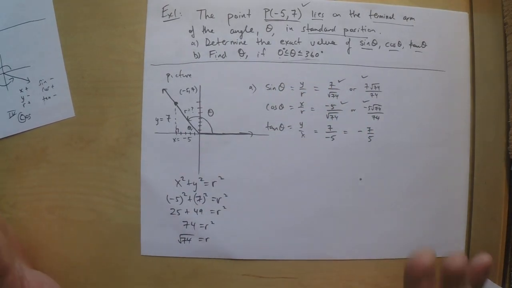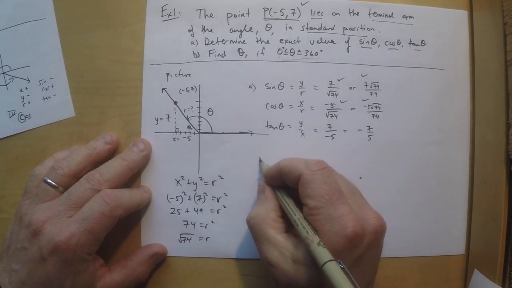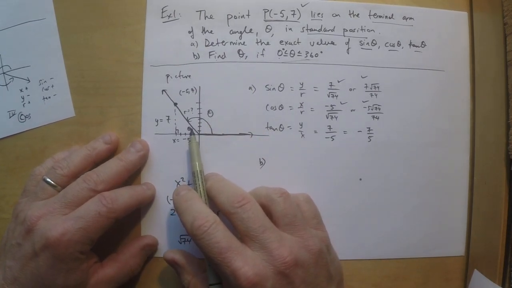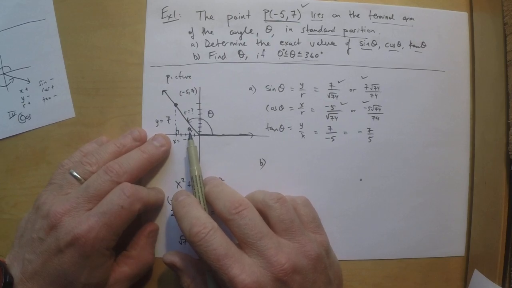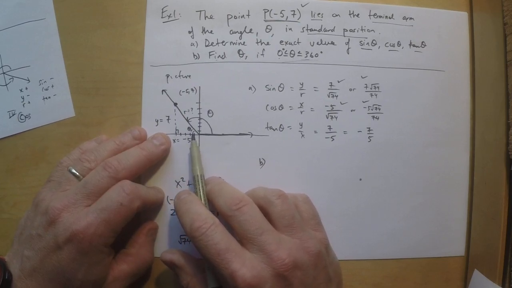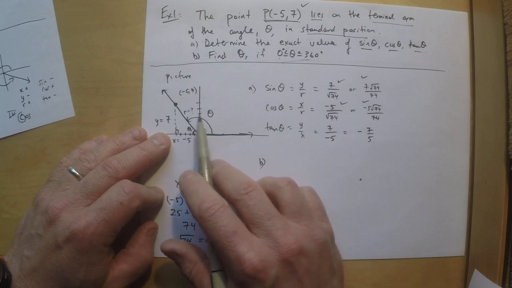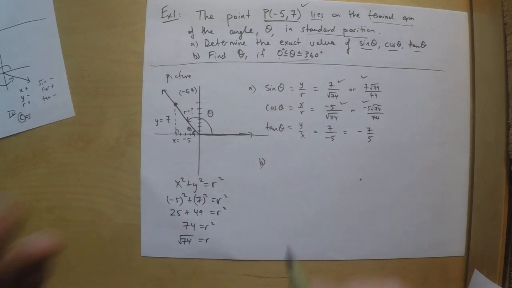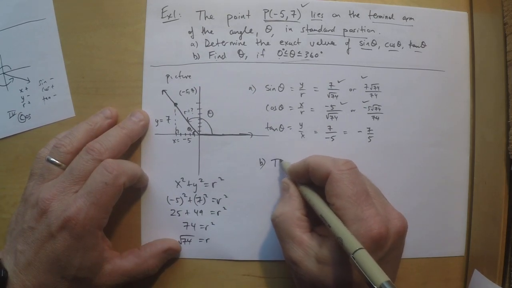Okay, that's all I want. Just the ratios. Part B, though, says, find the actual angle, please. And then at that point, I need to figure out the size of this reference angle, and then I can easily subtract it from 180 in the picture to find out what I actually want. Well, how do I find the reference angle? This is important.